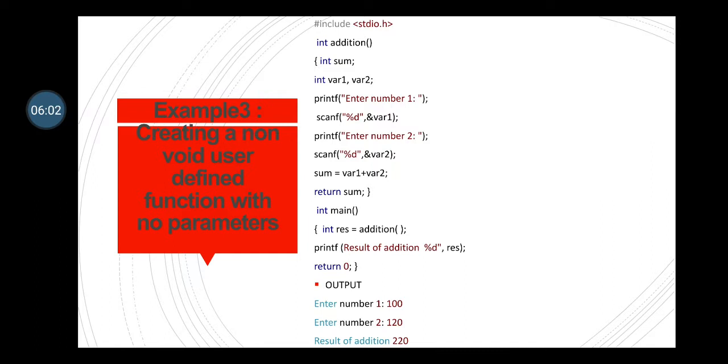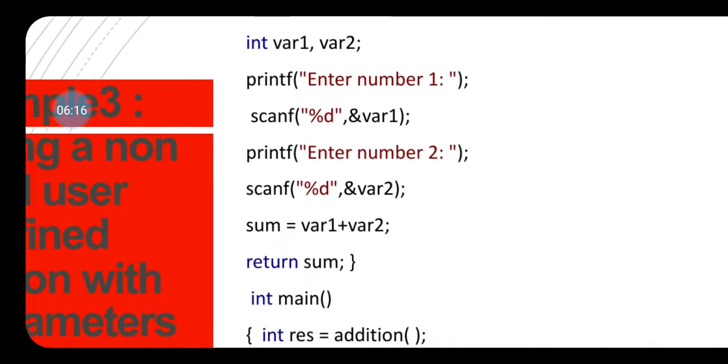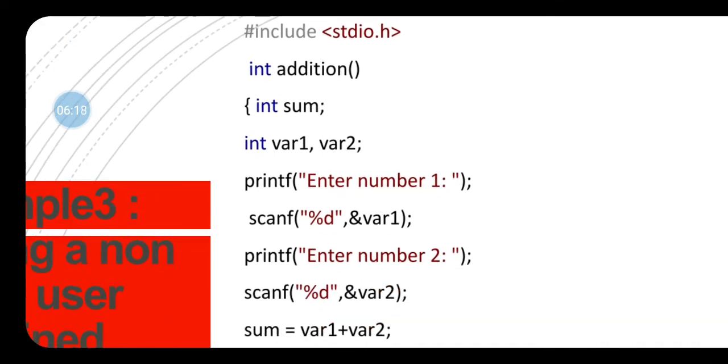Now third, creating a non-void user defined function with no parameters. As you can see, it is a non-void function. That means the return type is other than void, that is integer. The return type is integer over here. It is a non-void function and it does not carry any parameters, so no parameters, but the return type is integer.